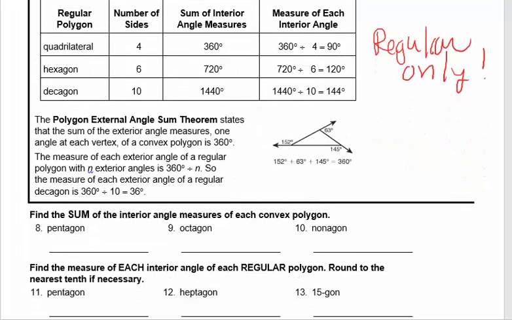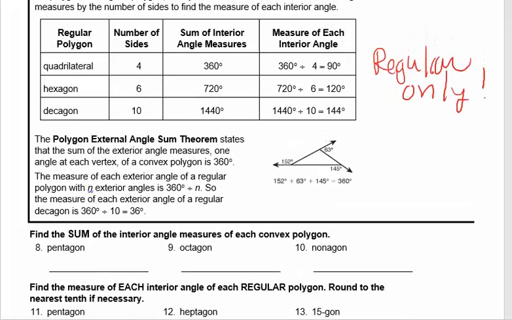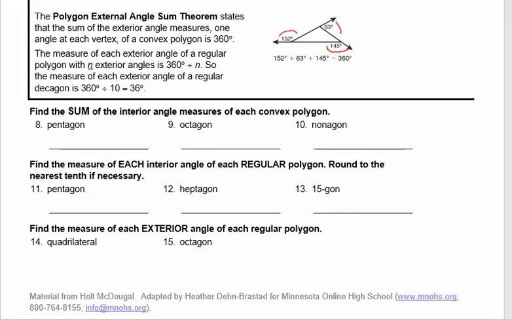And then the polygon external angle sum theorem says that in any polygon, no matter how many sides it has, if you add all of these external angles up, it'll always equal 360. So you can use that to find specific measures as well.